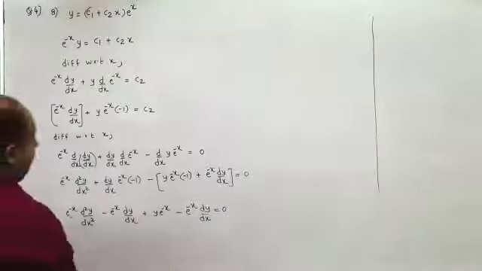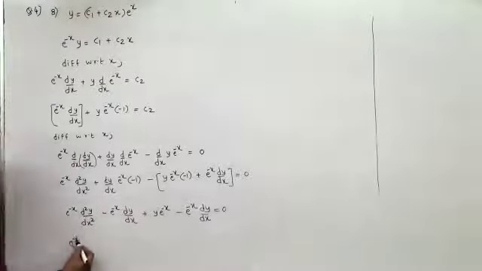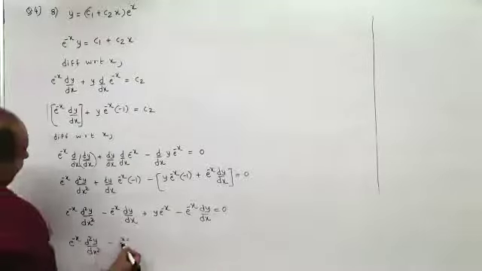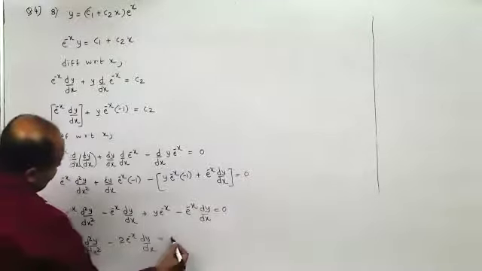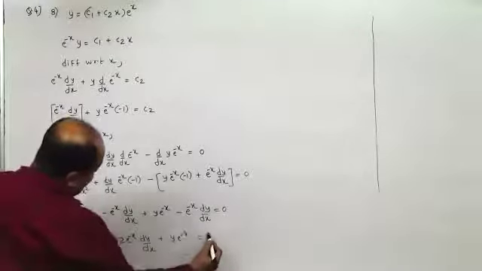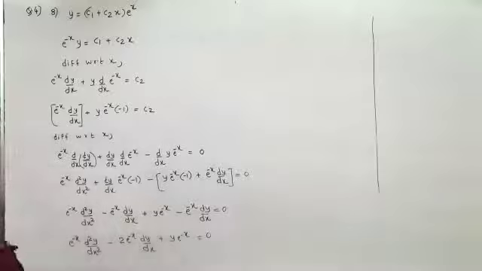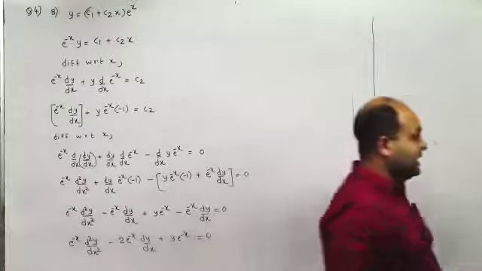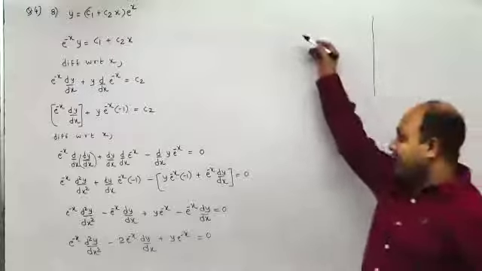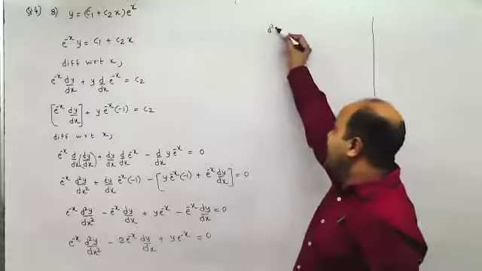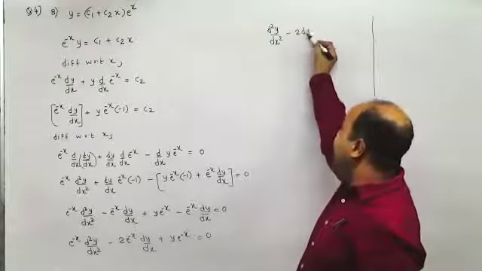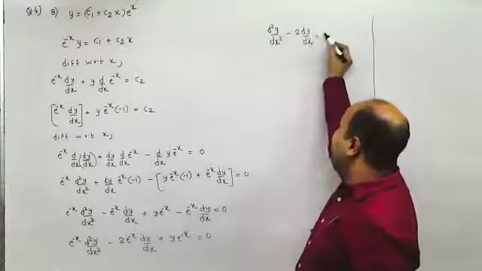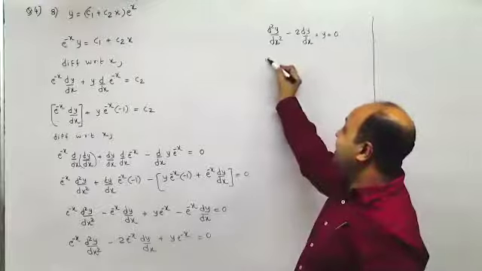Now, when I add both of them here, I'll get e raised to minus x d square y by dx square, minus 2 e raised to minus x dy by dx, plus y e raised to minus x equal to 0. Now, when I divide both sides by e raised to minus x, I would be getting d square y by dx square minus 2 dy by dx plus y equal to 0. This is the solution of the DE.